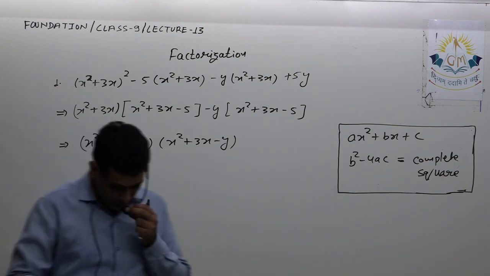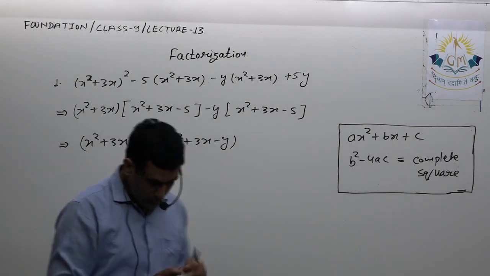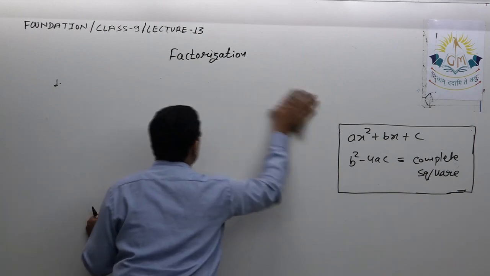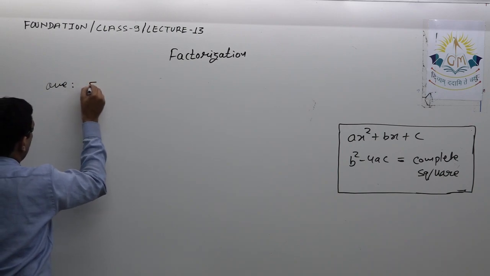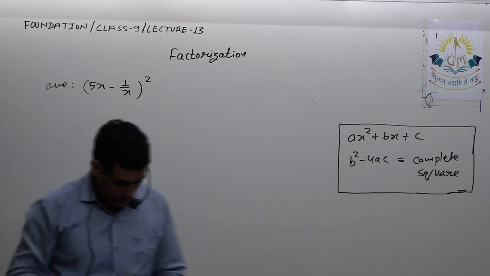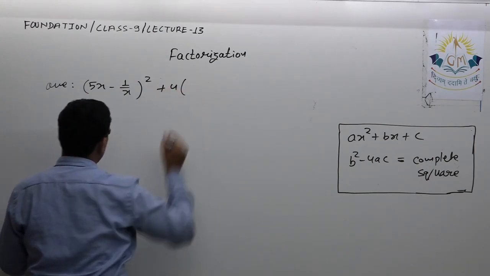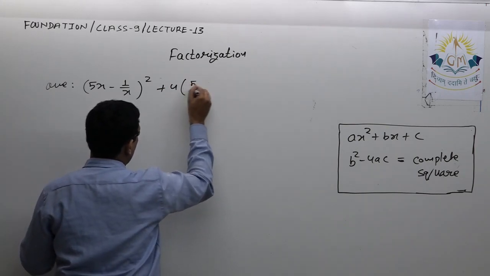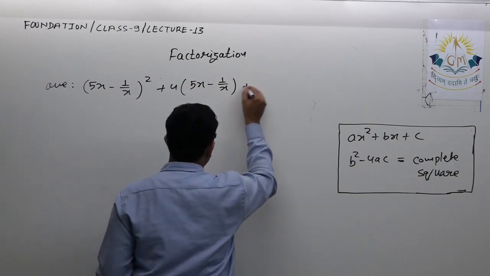Okay, now we'll see the next question. Next question is (5x minus 1 upon x) whole square plus 4 into (5x minus 1 upon x) plus 4.